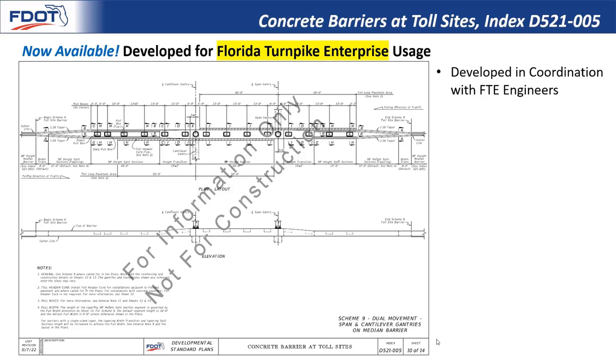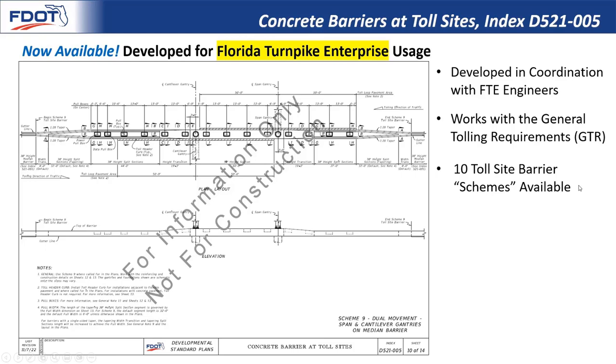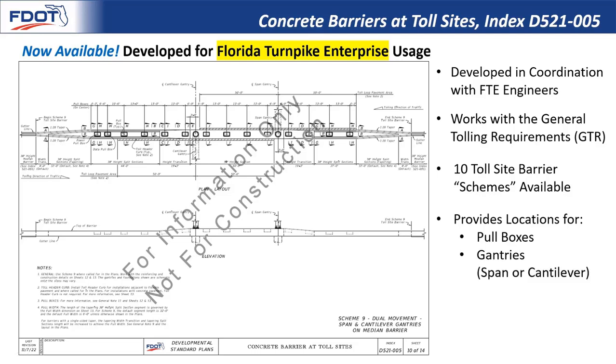And so these details were developed in coordination with the Florida Turnpike Enterprise engineers. This works with the FTE General Tolling Requirements, also known as the GTR. The standard basically has 10 toll site barrier schemes. Here, just for example, we're showing scheme 9, but there are others, and essentially the EOR would call out what they need and follow these layout dimensions in their roadway plans. The standard provides locations for the pull boxes, the overhead gantries, both span or cantilever, the toll loop pavement area, which corresponds to the GTR, and the toll head or curb as needed for flexible pavement.